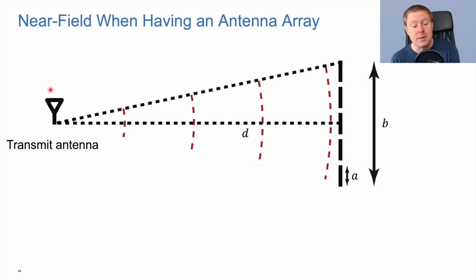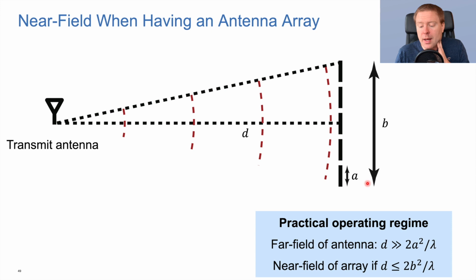So if we have a transmitter that is sending out the signals, we have our bended waves here, spherical wavefronts, we have antennas of size a, and then we have many of them, so the total aperture here is b. Then the practical operating regime is typically that we are in the far field of each antenna. So the distance to the array here, d, is much larger than 2 times a squared divided by lambda.